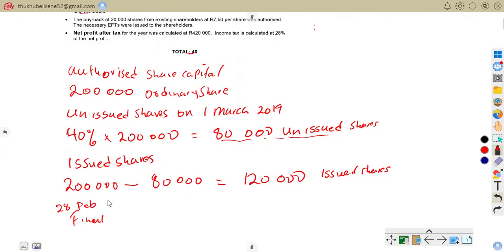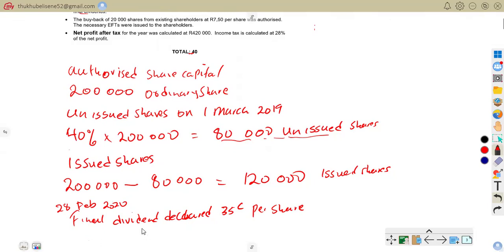That is on the 28th Feb 2020. So the final dividend declared is how much? It is 35 cents. It is 35 cents per share. This is what we are told by that transaction.